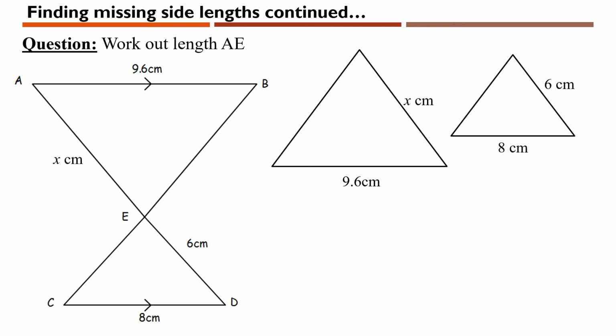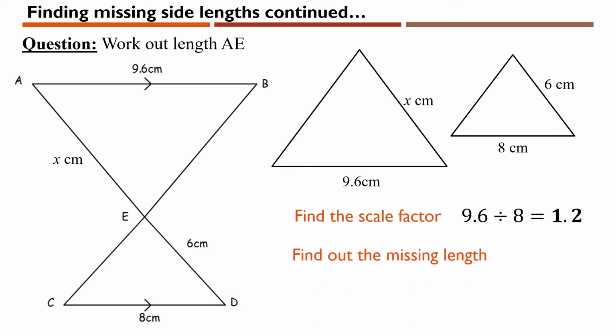And again, we can work out a scale factor by looking at our base lengths, so I'm going to do bigger divided by smaller, 9.6 divided by 8. That gives me a scale factor of 1.2. And the missing side length is going to be 6 times 1.2 to get 7.2. Because remember, I'm going from smaller to bigger, so I'm timesing it.